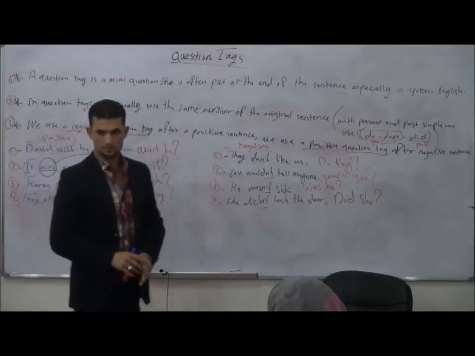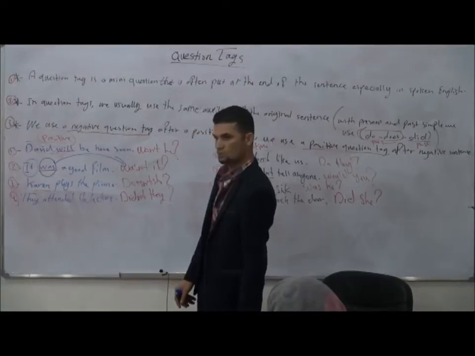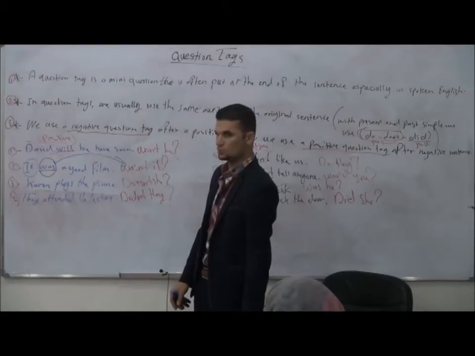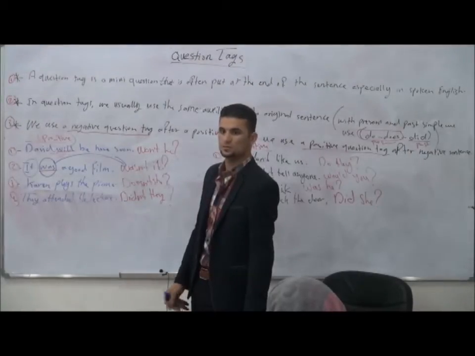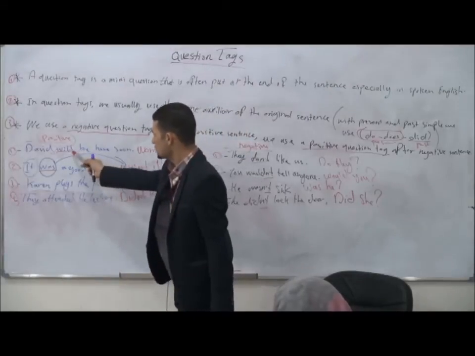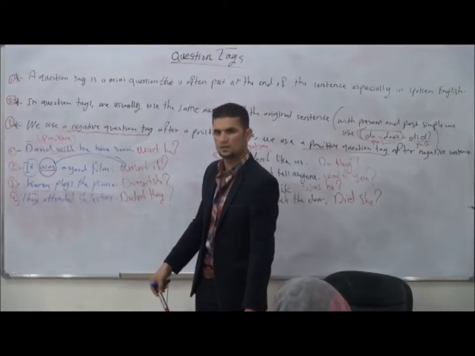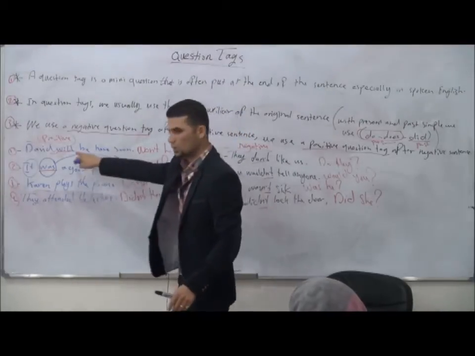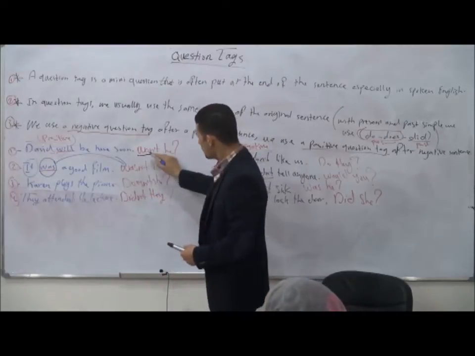The first example: David will be here soon. Wouldn't he? No, it wouldn't. Won't he? Won't he? Yes. Why won't? Because we have to use the original auxiliary verb, the same verb of the original sentence. And we have the auxiliary will here. Will becomes won't.